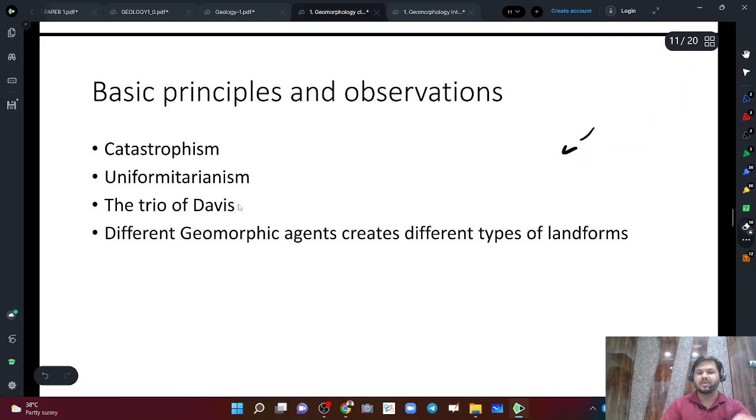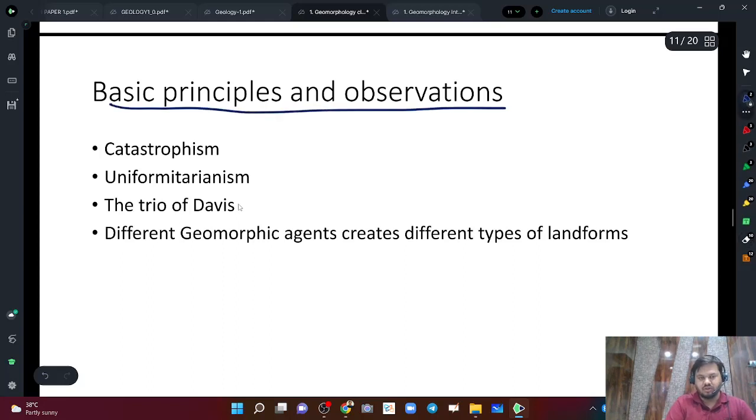This is some basic principles and some basic observations in geomorphology, right? So there is this basic concept in geomorphology, and then there are some other related concepts. So that is what I want to do. Be very careful here, and if you get any doubt, please ask me, right? So what I'm saying is some basic principles and observations which are extensively used in geomorphology.